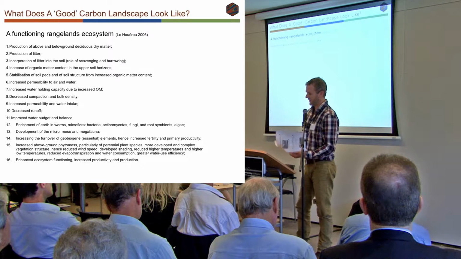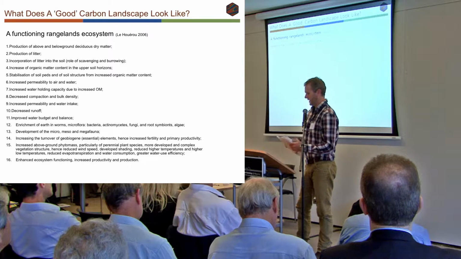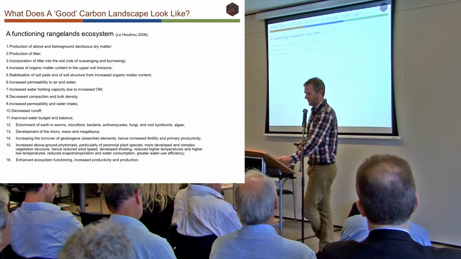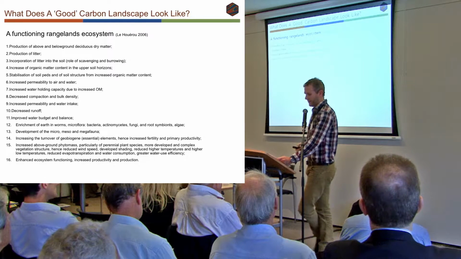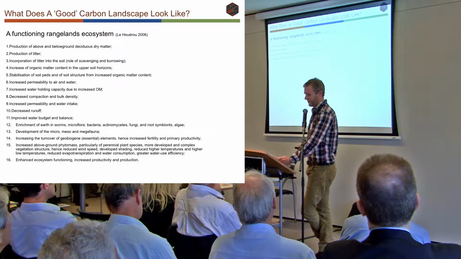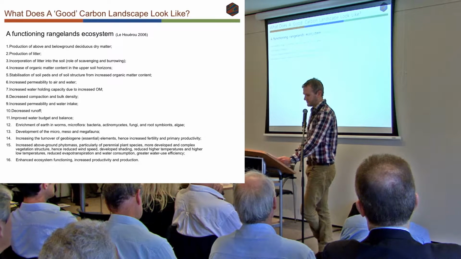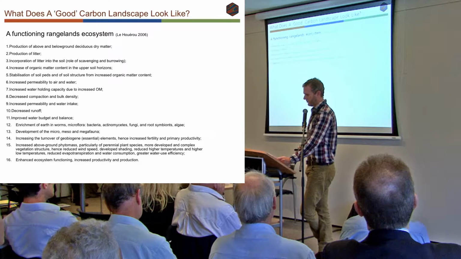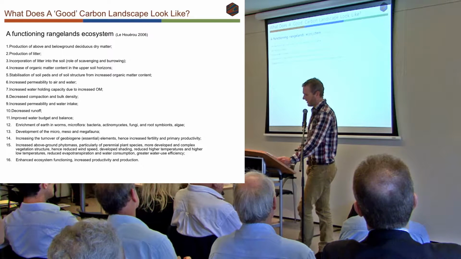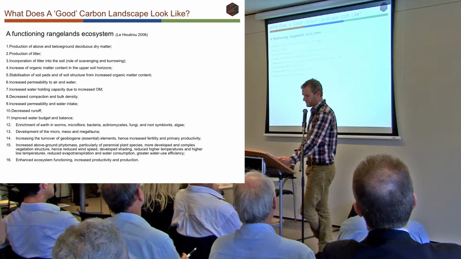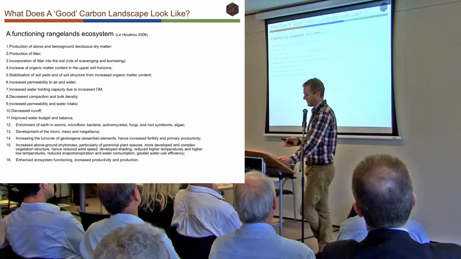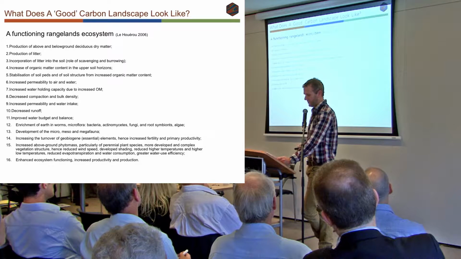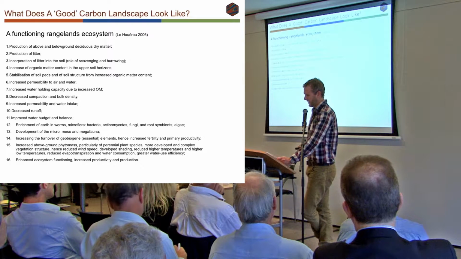This is a fairly succinct list of a few of the ecological processes that lead to a functioning rangelands ecosystem, and it starts at the very top with production of above ground and below ground biomass. So that is key to everything. That's where it all starts. From that, a whole chain of events occur. You have a production of litter, you have incorporation of that litter into the soil, this increase in organic matter and the stabilisation of soil beds. This leads to increased permeability of the soil and also increased water holding capacity. Then you have decreased compaction and bulk density, which leads on to decreased runoff, increased permeability and water intake, improved water budget and balance.